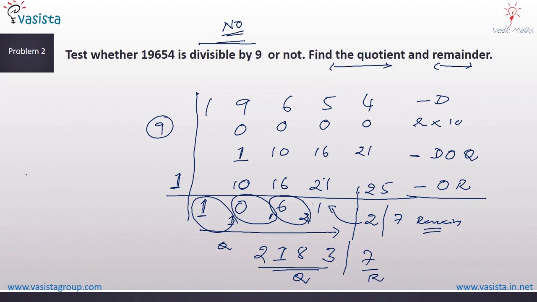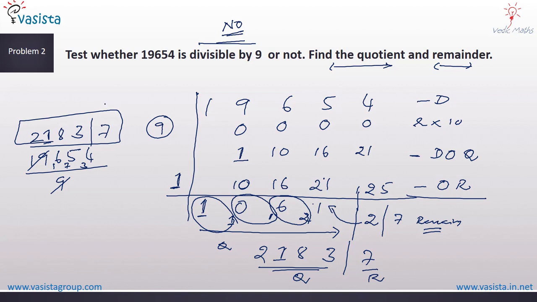You can check by the normal method. 19654. Start dividing by 9. 9 2s are 18, 1 remainder. 9 1s are 9, that is 7 remainder. 9 8s are 72, 3 remainder. 9 3s are 27, so 7 is the remainder. So the answer is 2183 with remainder 7. 7 is the remainder and 2183 is the quotient.